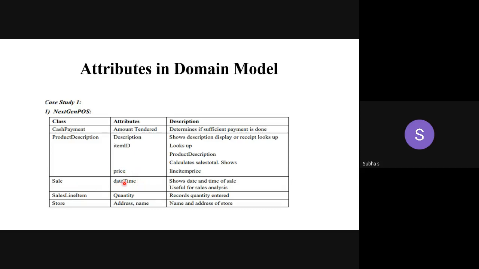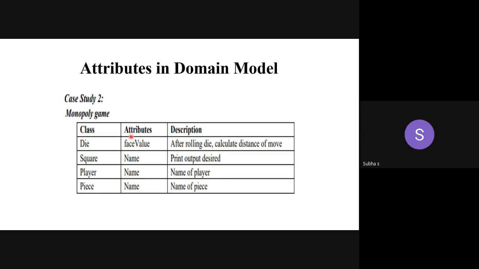As told, date time is used as one data type. Quantity can be used as a data type, as an attribute. And for store, what are the attributes? Address, store name, etc. And that address can be a data type. Date time is itself a data type. Like this, you can mention. We'll see that the Monopoly is also very simple. With this, I will stop.